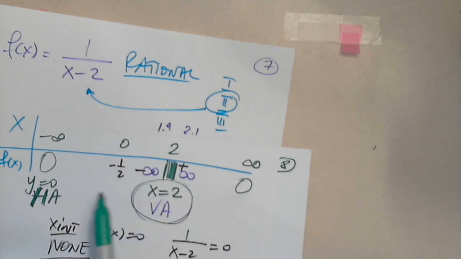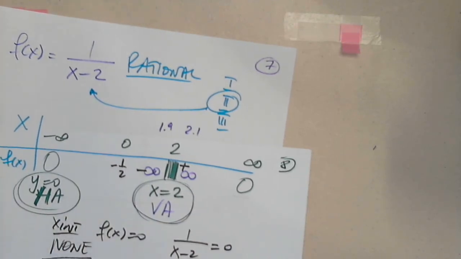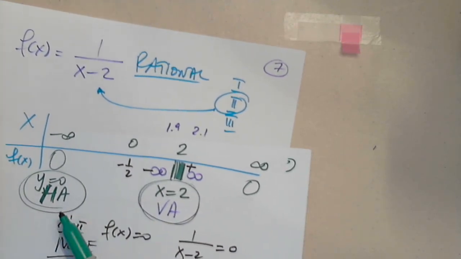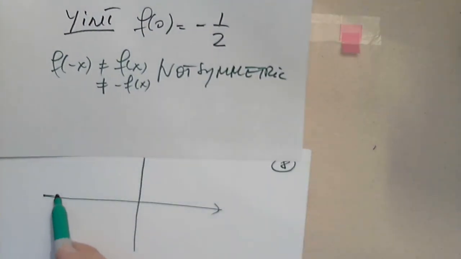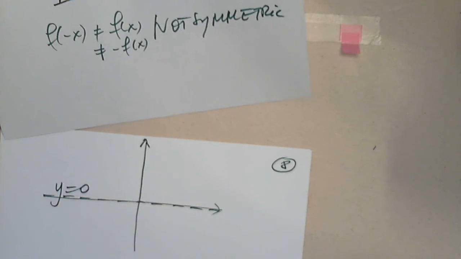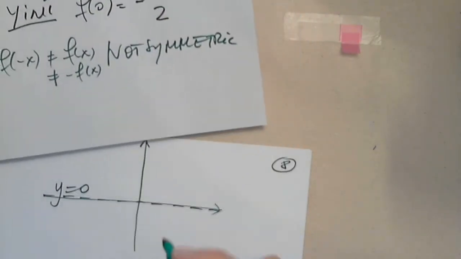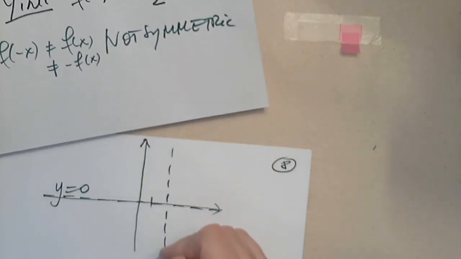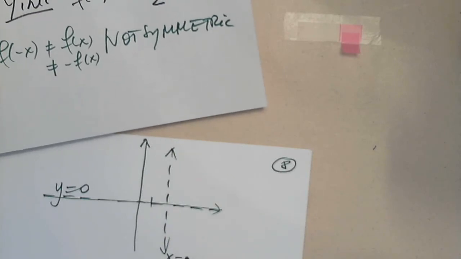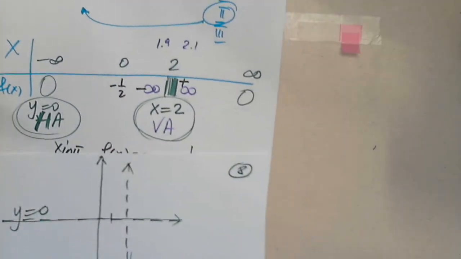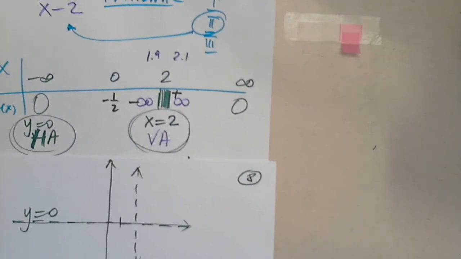The vertical asymptote. Yes, and a horizontal. However, you're right. In this case, it will be an overkill. There is no need. A vertical asymptote at 2. And now let's see what the table is telling us.